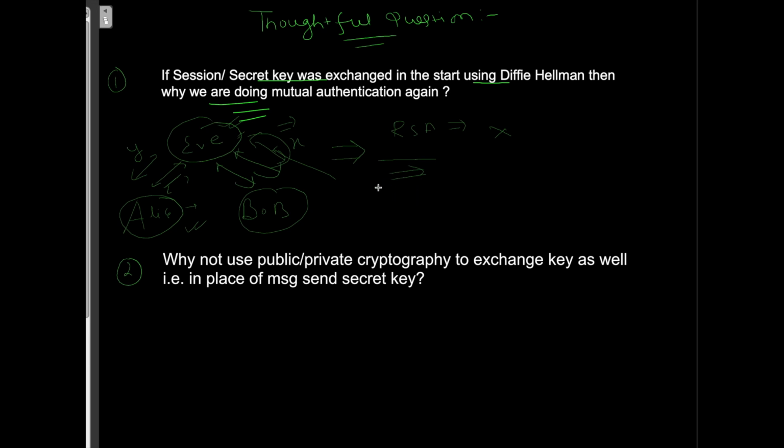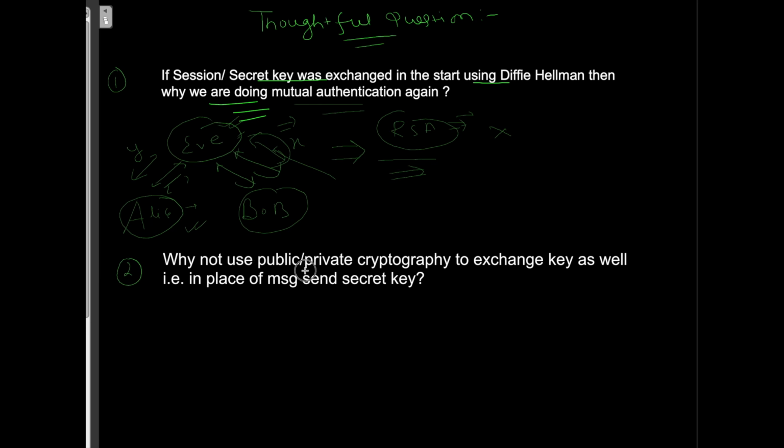So in order to prevent the man in the middle attack, we are using mutual authentication using the RSA algorithm here. But this RSA is not fixed, it can be DSA or any asymmetric key cryptography. Now coming to the next question.